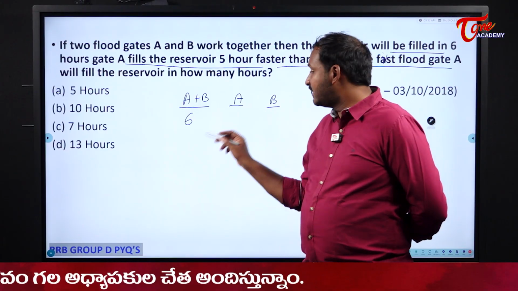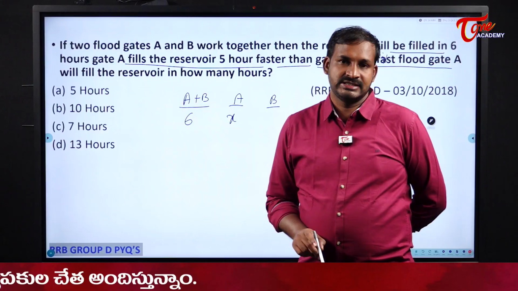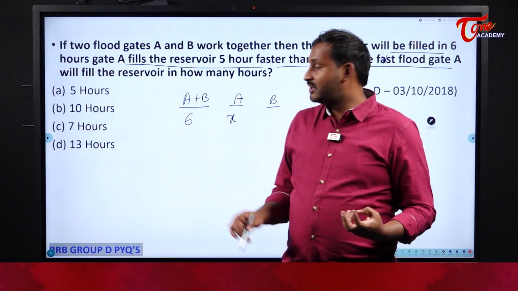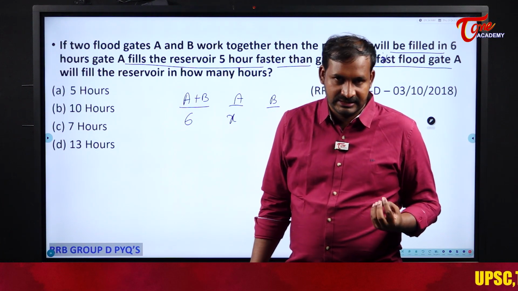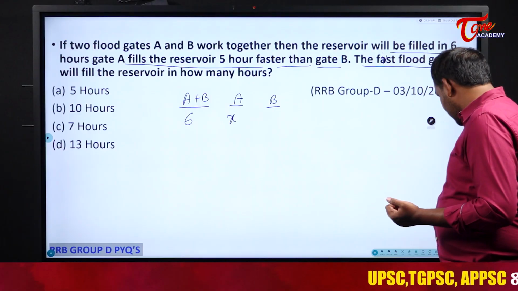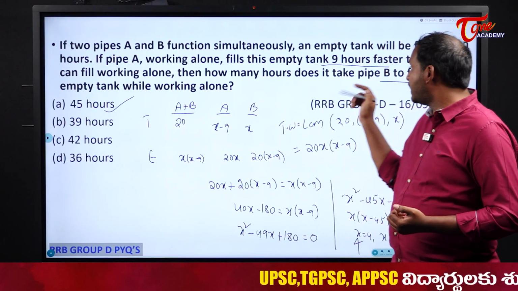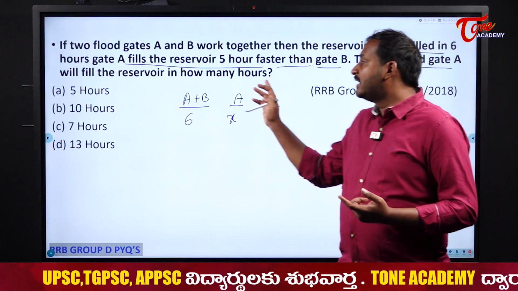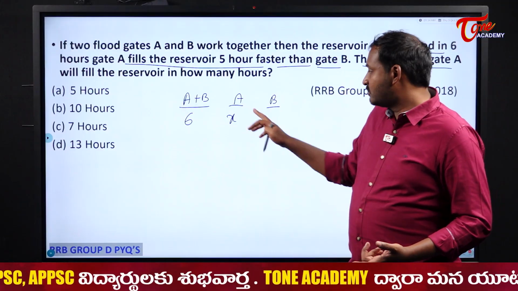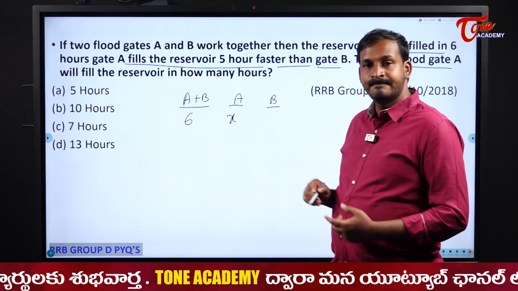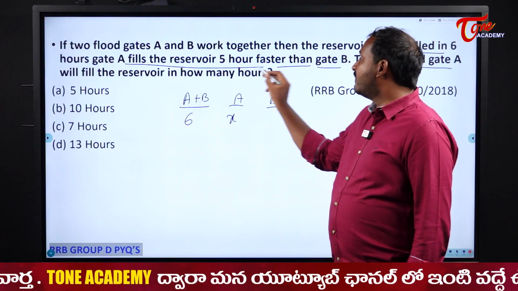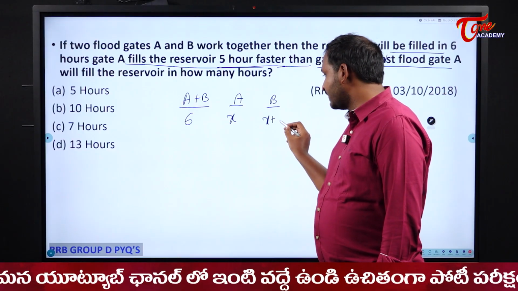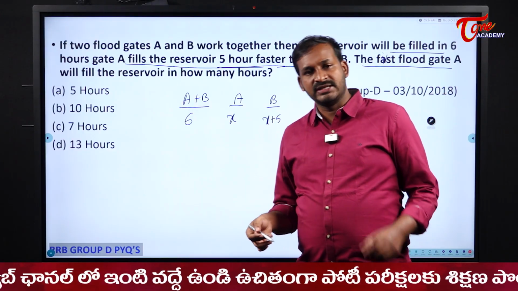So that is the reason I will take A as x. See students, whatever value they ask us to find, please assume it as x, so that you can do the option verification very easily. Earlier also, in the last problem, they asked us to find in what time B will fill, so I had taken B as x. But in this case, they asked me to find in what time A will fill the reservoir, so I have taken A as x. Now what happens to B? A will fill 5 hours faster than gate B, right? So that means B will take x plus 5. It will take more time, right? So x plus 5. The same concept.